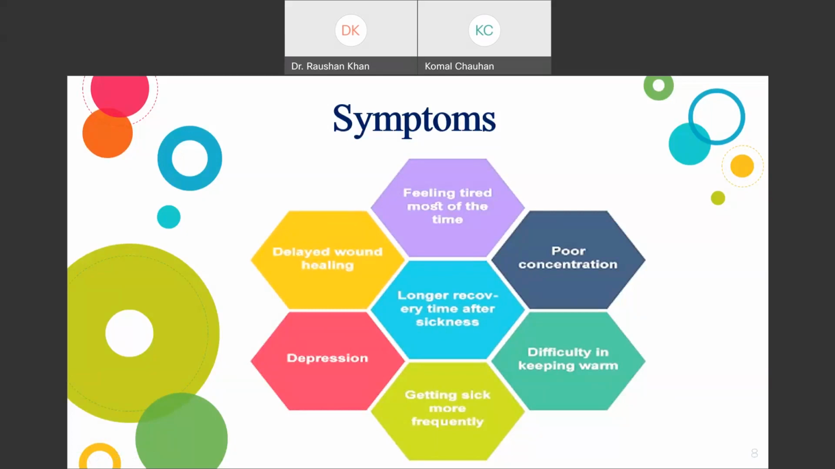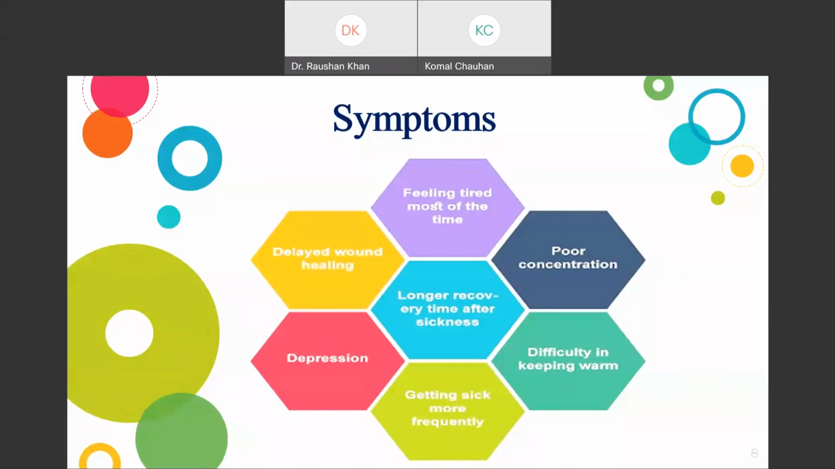Okay. Yes. So, firstly, I was talking about that the child will feel tired most of the time. He or she will lack concentration due to malnutrition, and the body will not be able to keep itself warm because of the impaired metabolic functions. Then getting sick more frequently. As I told you earlier, due to impaired metabolism, immunity will be compromised. Because of the lack of nutrients, immunity will be compromised.